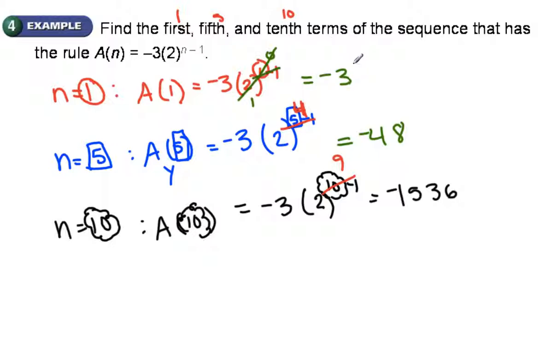So this is your first term, fifth term, 10th term. All you're doing is plugging in those values into the equation and solving it. That's it. You're not doing anything else. You're not having to rewrite anything. Pretty easy. Okay.